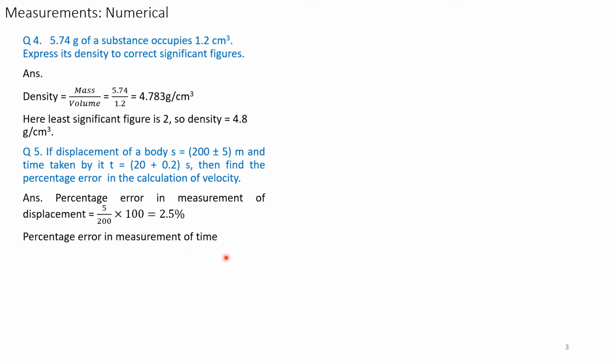Percentage error in measurement of time is given by delta t, 0.2 seconds divided by 20 seconds into 100. That is equal to 1%. Therefore, maximum permissible error is 2.5 plus 1, that is equal to 3.5%.